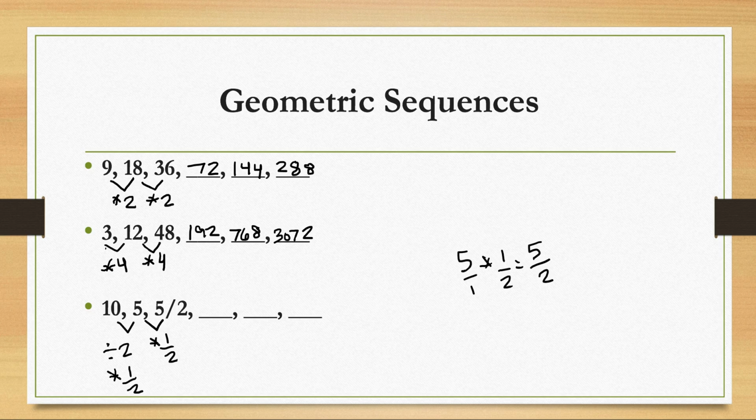That's my third term. All right, so now I'm going to do the same thing for each of the other 3 missing terms. So I am going to start with 5 over 2, and I'm going to multiply by 1/2. Again, straight across the top, straight across the bottom. So 5 times 1 is 5, 2 times 2 is 4, and that gives me my next term.